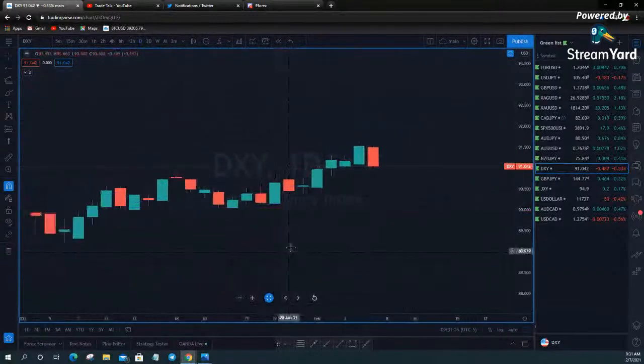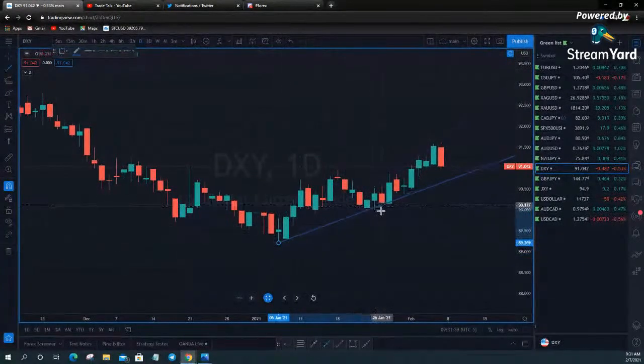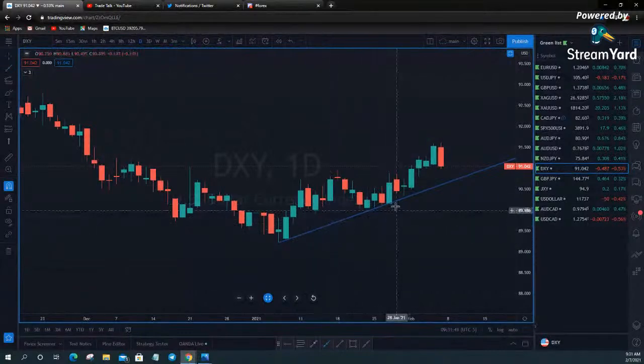Weekly time frames. All right. So let's try this one more time. So basically, it just took the lower end of that. All right, and then clone this.